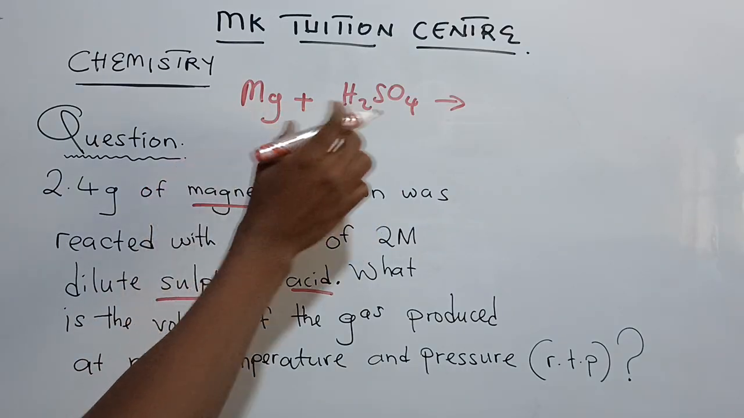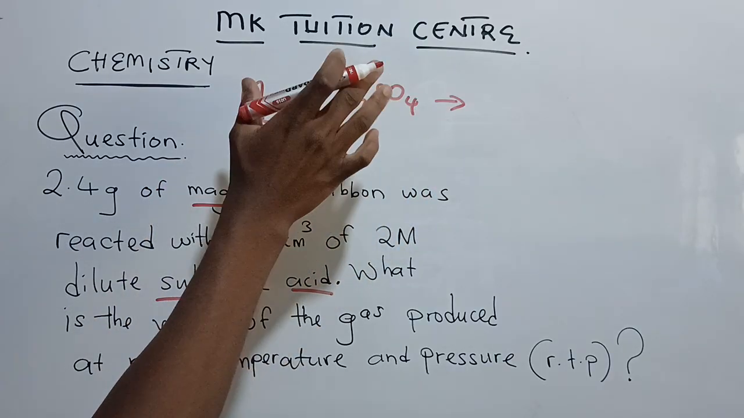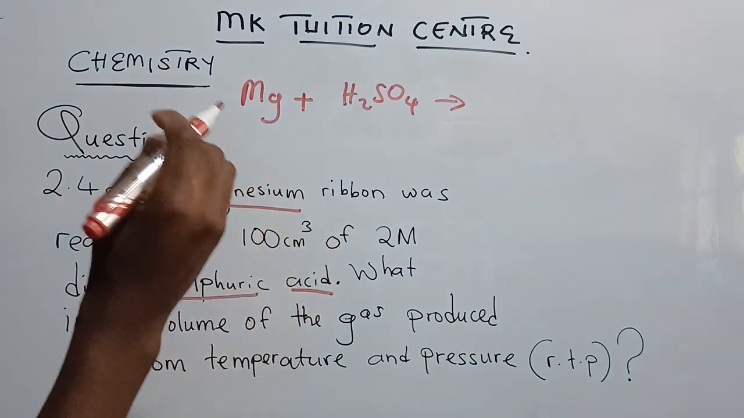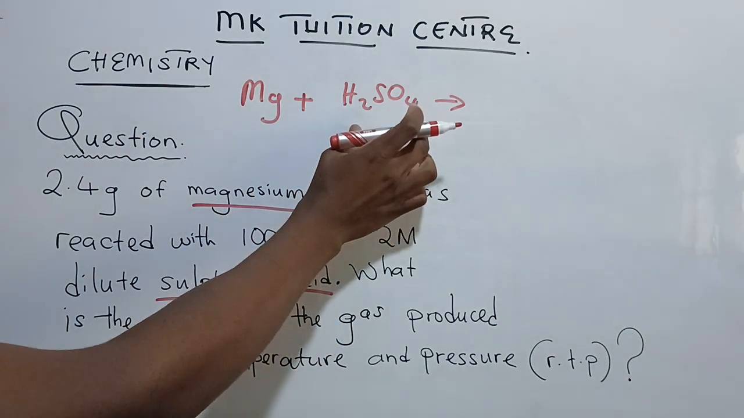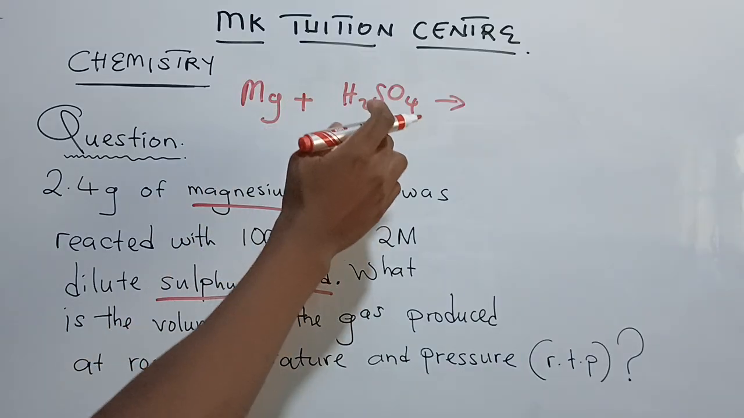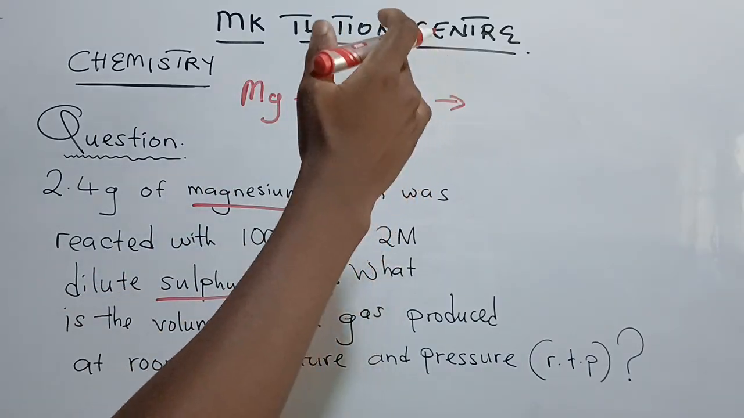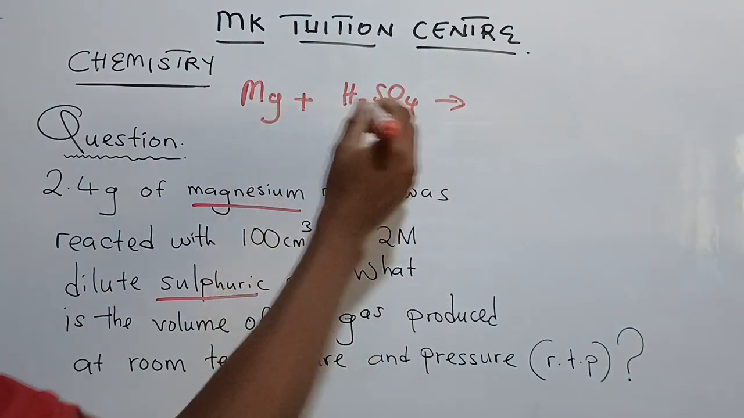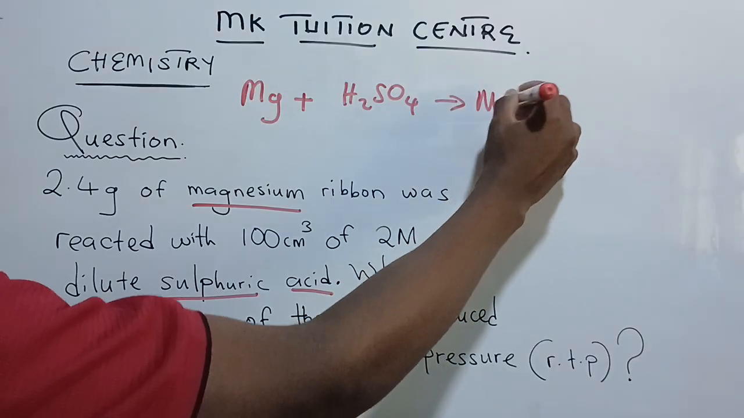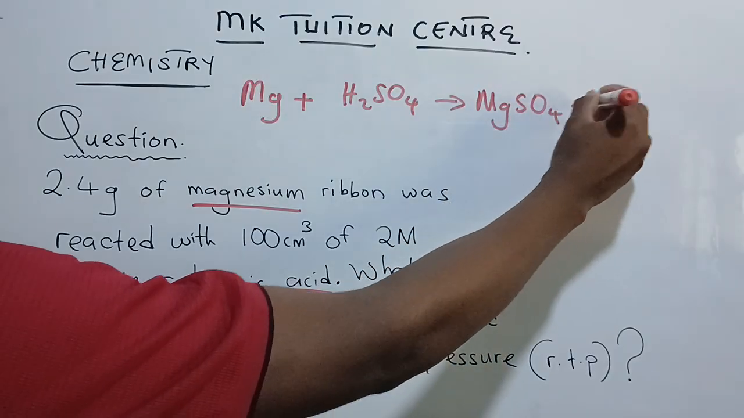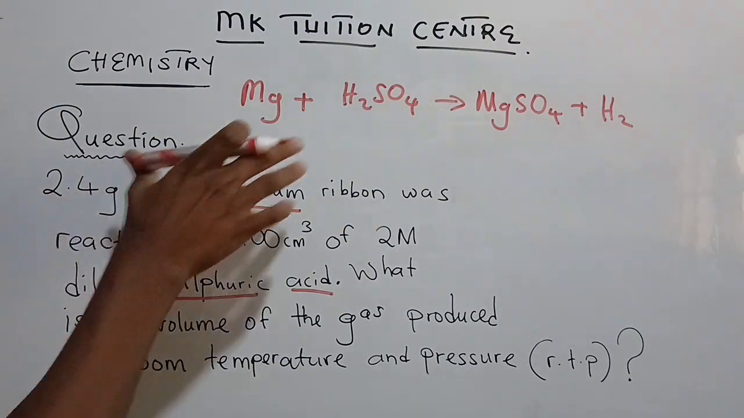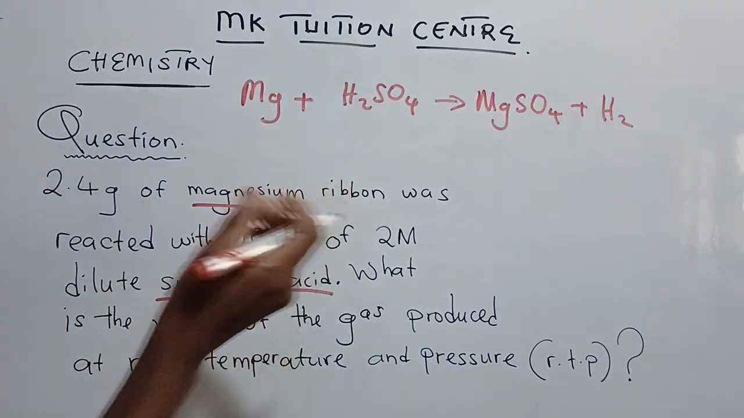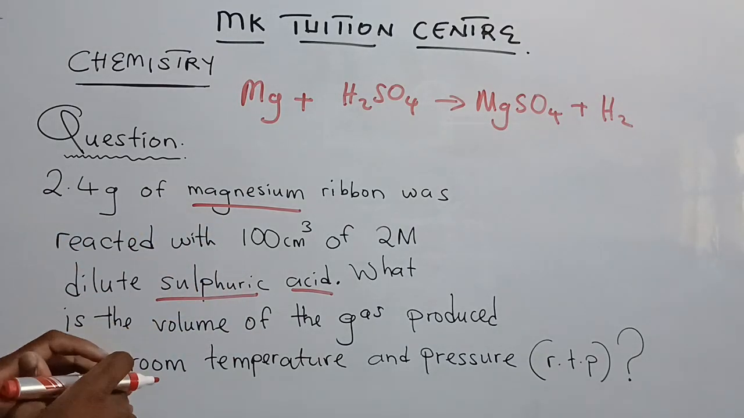Now when you look at this reaction, it is one reaction that we know. This is a metal and this is an acid, so this one falls under chemical acidic properties. When an acid reacts with a metal, it forms a salt plus hydrogen gas. So we're going to have magnesium sulfate plus hydrogen gas. Now this is going to be the chemical equation. If you look at this equation, it is self-balanced. Okay. Now let's go back to the question.